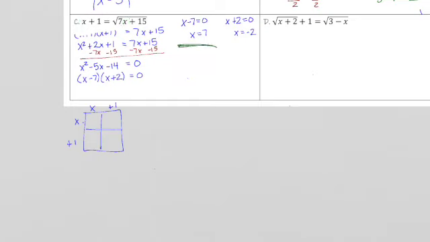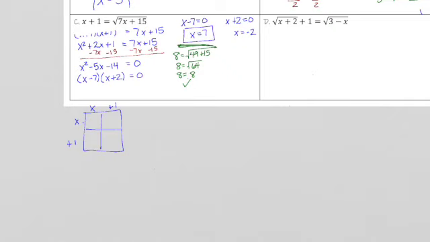I'm just doing this underneath here. 7 plus 1 will be 8. Okay, and then I'm going to have square root of 7 times 7 is 49 plus 15. So I get 8 equals square root of 64, which is 8, so 8 equals 8, and that is true. So I do know that that is a solution.